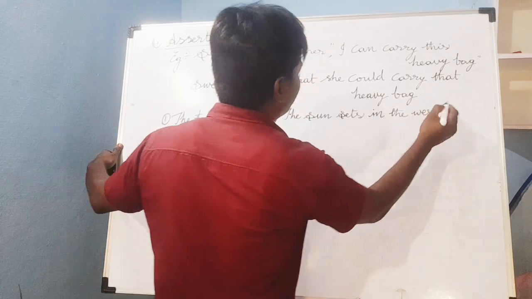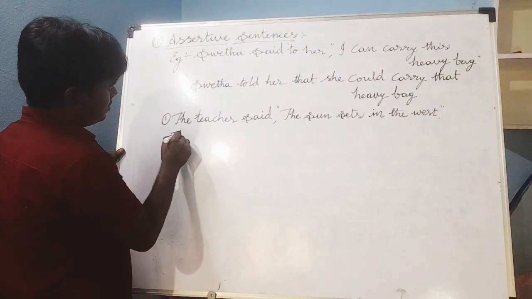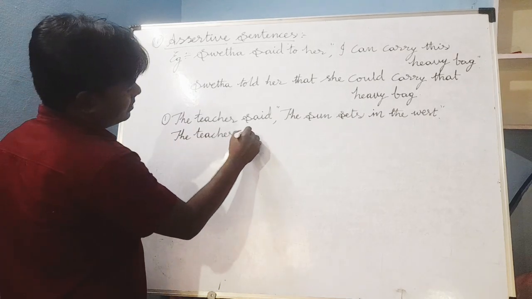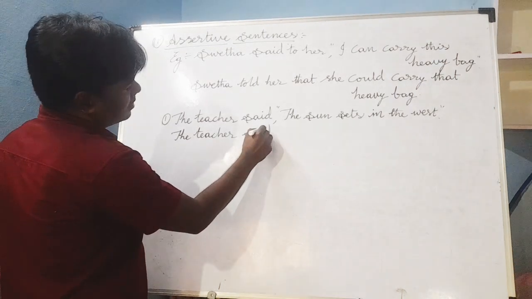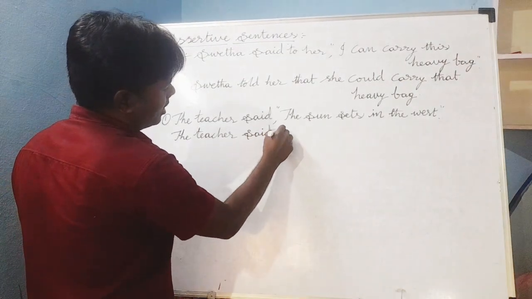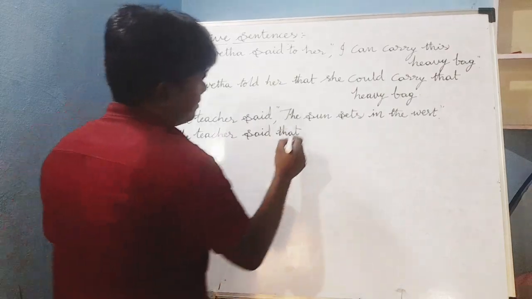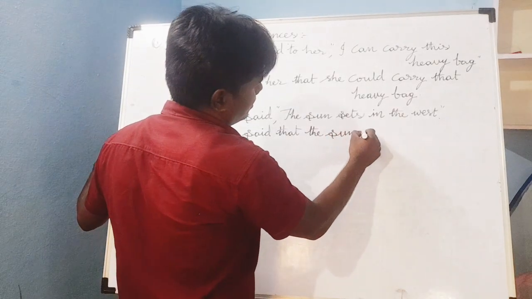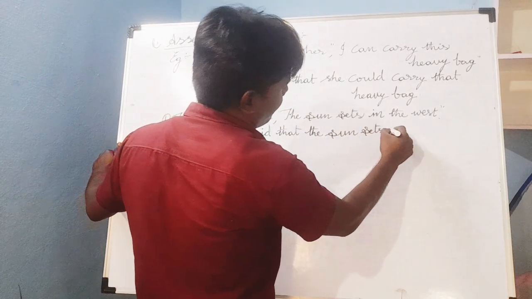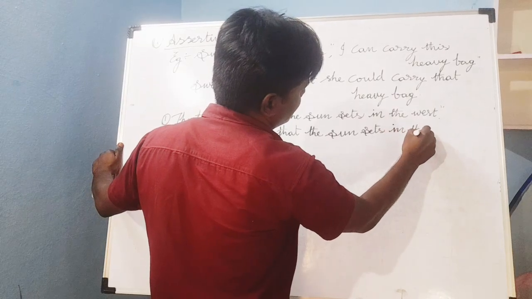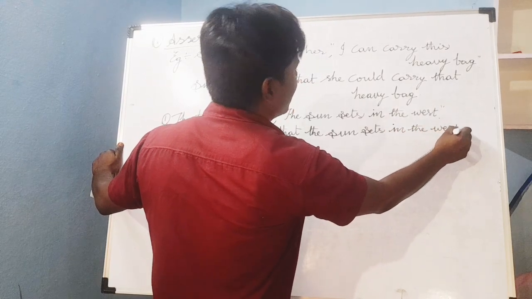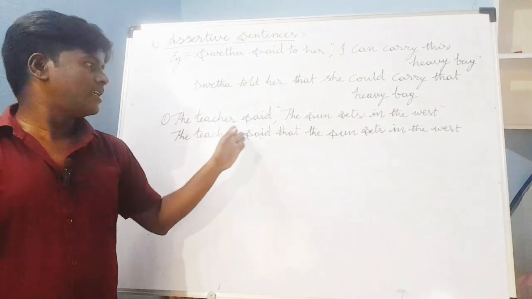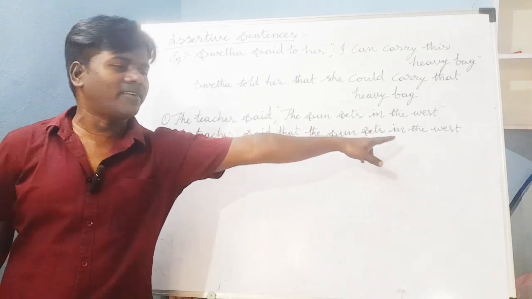In the west. So now the teacher said that instead of inverted commas we have to use that conjunction. And then the sun sets in the west. Okay? So remember here, the teacher said that the sun sets in the west.